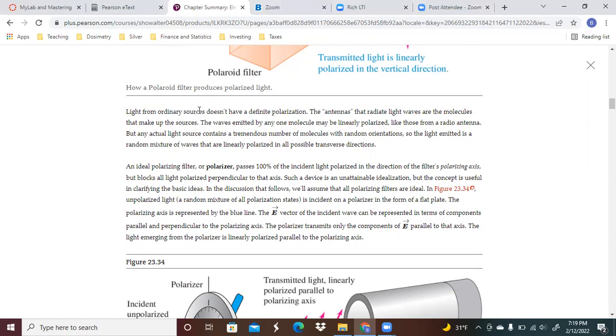So light from ordinary sources doesn't have a definite polarization. The antennas that radiate light waves are the molecules that make up the sources. The waves emitted by any one molecule may be linearly polarized, like that from a radio antenna. But any actual light source contains a tremendous number of molecules with random orientations. So the light emitted is a random mixture of waves that are linearly polarized in all possible transverse directions.